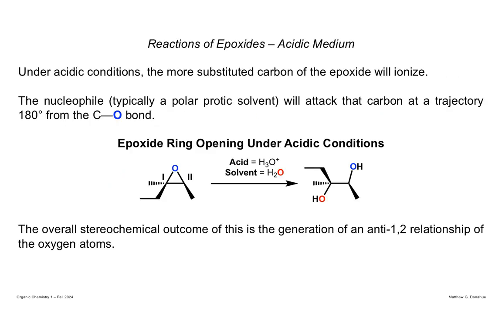So under acidic conditions, we're going to end up with the diol as shown, and that has the anti-1,2 relationship. I think I used this word before. For 1,2, that's also called vicinal, or abbreviated VIC, Vic.